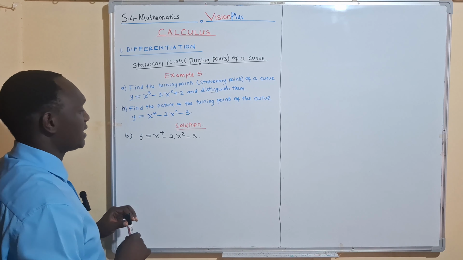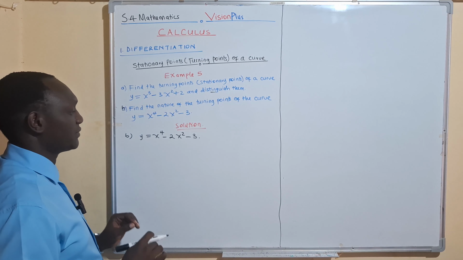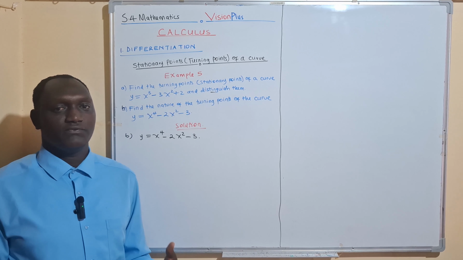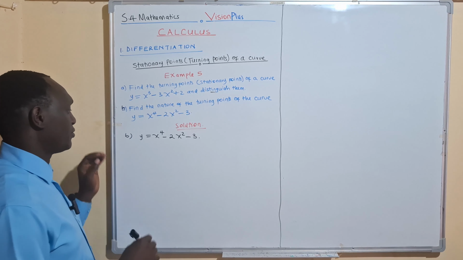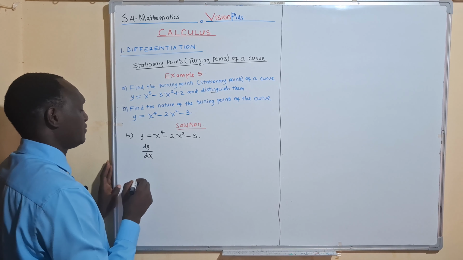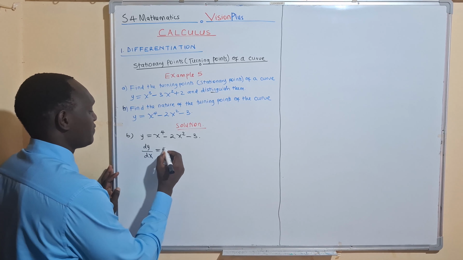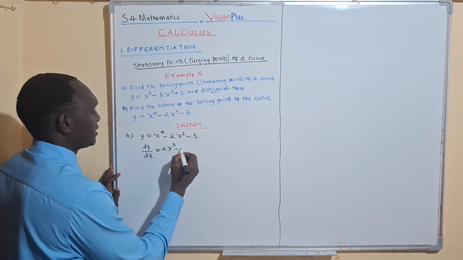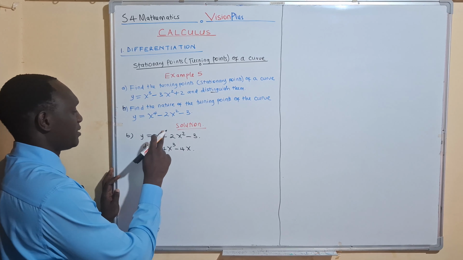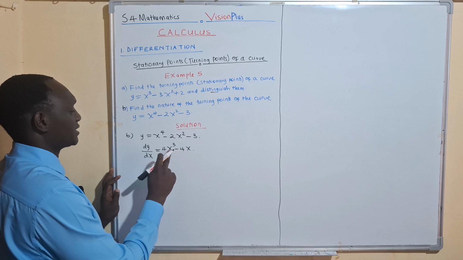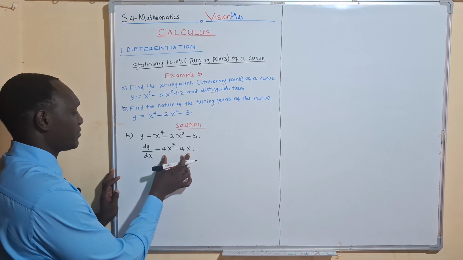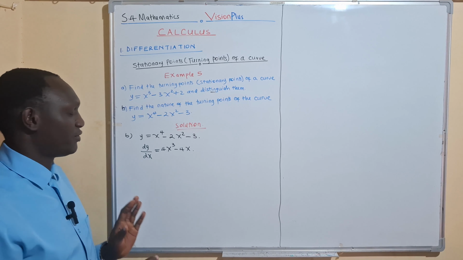For us to get the turning points, we know that at the turning point, the gradient is 0. So we need the gradient function of the curve to assist us find the coordinates at the turning point. The gradient function of the curve means we need to differentiate the function of the curve. This gives us 4x cubed minus 4x. If we differentiate x power 4, it gives us 4x cubed, and minus 4x. If we differentiate 3, it gives you 0. So this is the gradient function of the curve at any point on the curve.